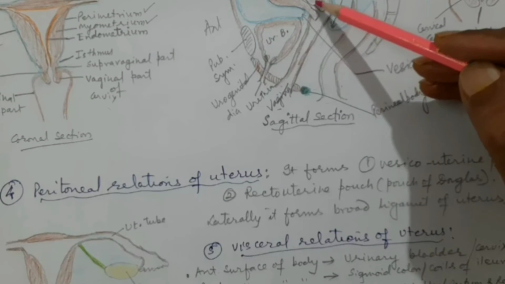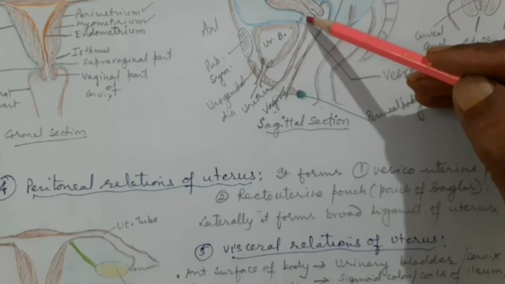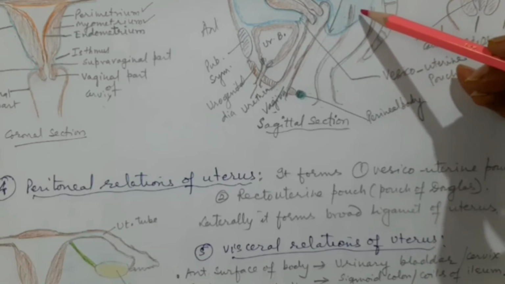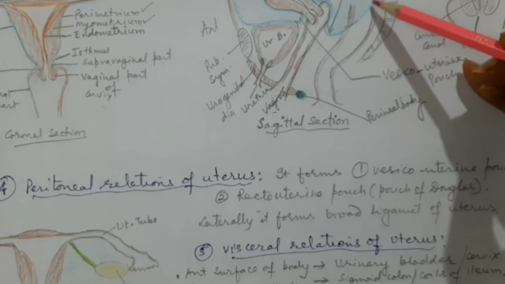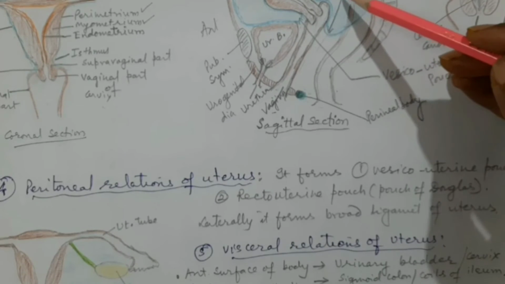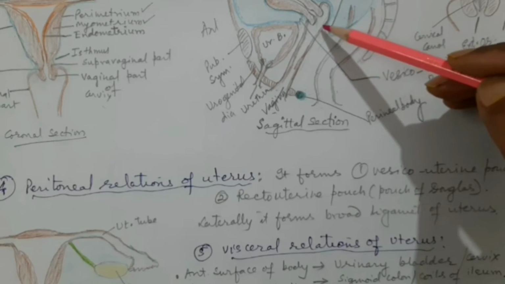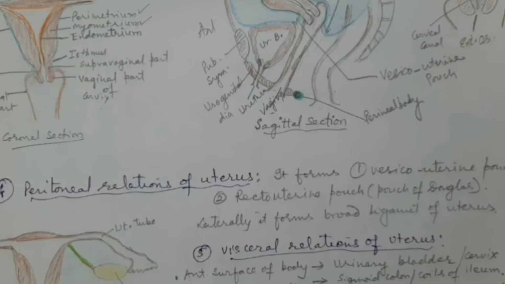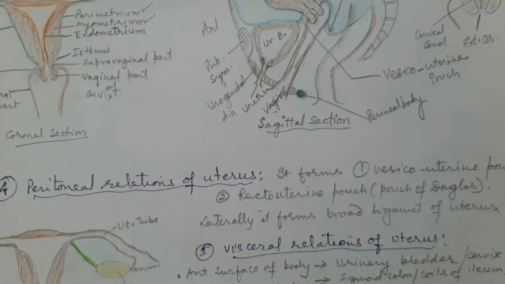The supravaginal part of the cervix, as I said, is anteriorly related to the urinary bladder, and posteriorly it is related to the rectum and the recto-uterine pouch, that is the pouch of Douglas, in which coils of the ileum can be there. But on each side of the cervix there are two important relations which cannot be shown because it is a mid-sagittal section.